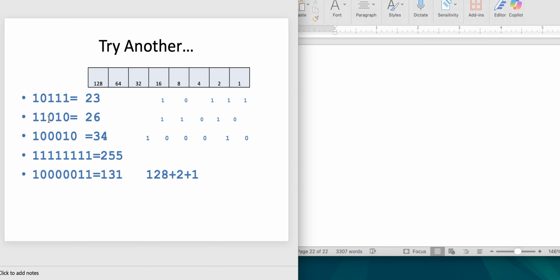And then if we say 11010, we add 16, we add 8, we don't add 4, we add 2, but we don't add 1. So we match it up as 11010, so we add 16, 8, and then 2. That's going to be 26.